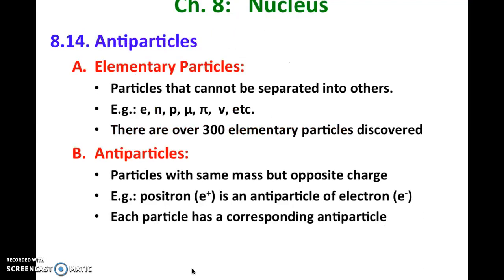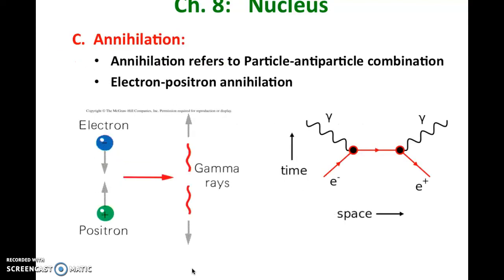Particles that cannot be separated into others are called elementary particles, such as electron, neutron, proton, muon, pi, neutrino, and so on. There are over 300 elementary particles discovered in nature or made in the lab. Each particle has a corresponding antiparticle that has the same mass but opposite sign of charge. For example, positron is an antiparticle of electron. When a particle combines with its antiparticle, annihilation occurs and produces 2 gamma rays. For example, annihilation of positron and electron emits 2 gamma rays.